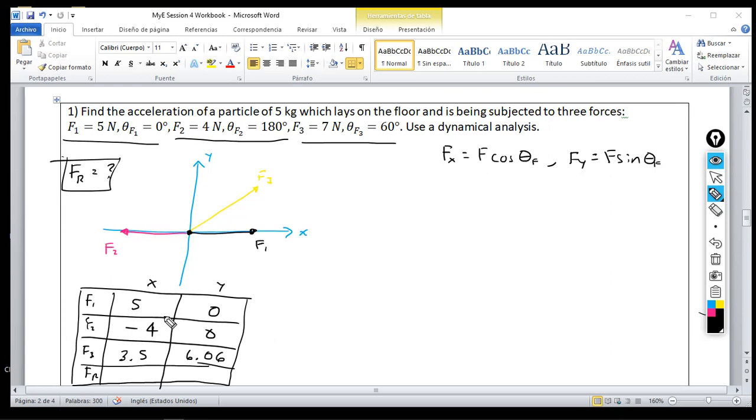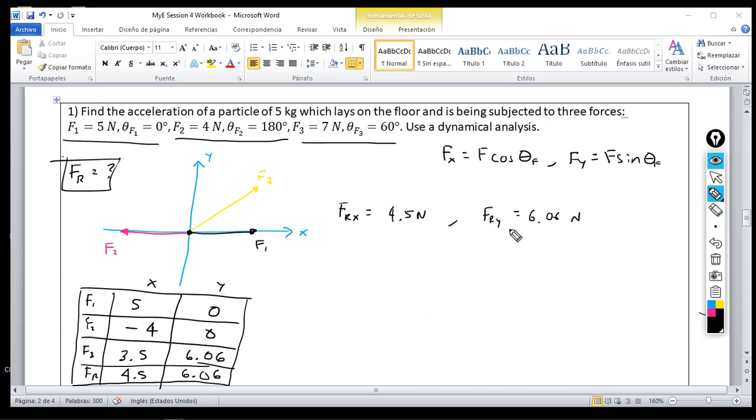And now you just add column by column all these numbers. Okay, all of these three numbers, you add them with the respective signs and all. And you will get these two values. Okay, so those are the components of the resulting force. And once we know the components, Frx, which is equal to 4.5 newtons, and Fry, now we can find the resulting force, right?